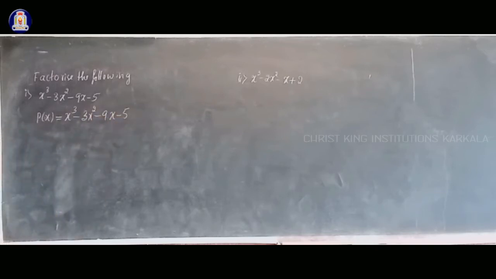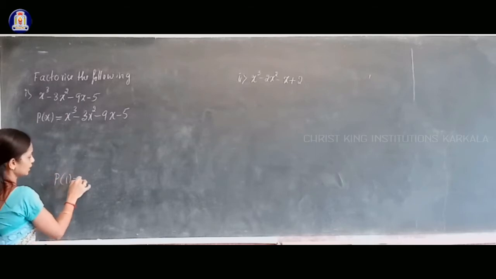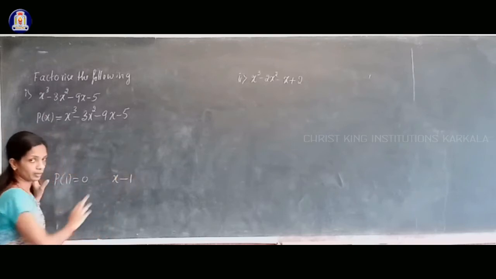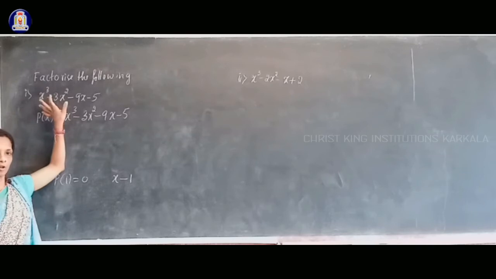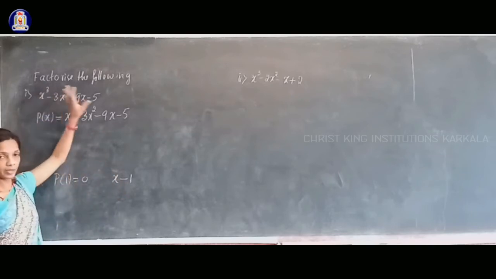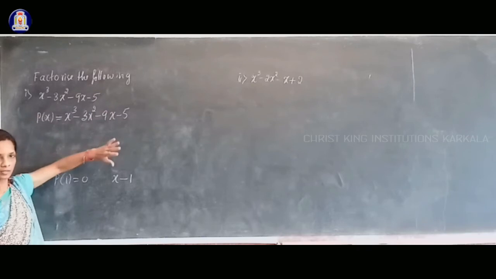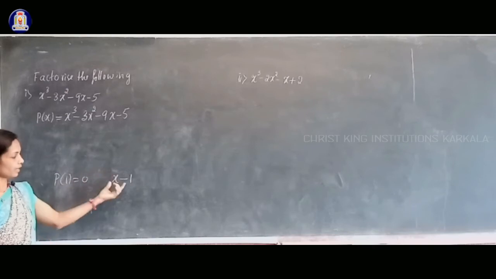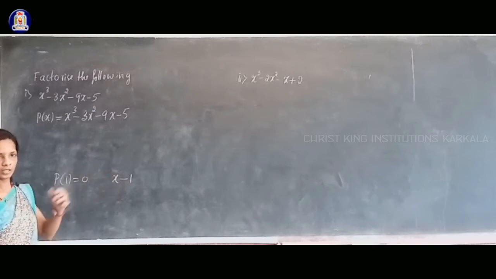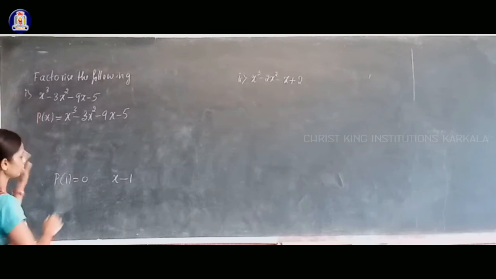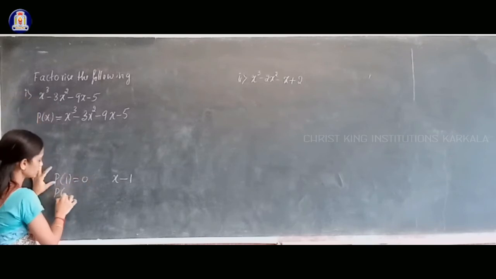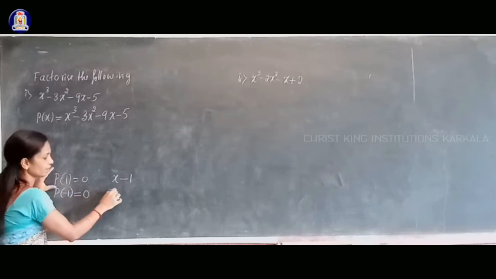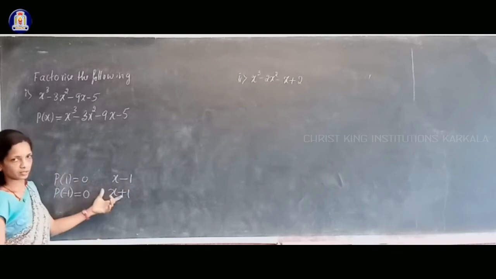After that you have to see like this, whether p of 1 is equal to 0. If p of 1 is 0, then x minus 1 will be the factor of this polynomial, okay. Suppose you are given a cubic polynomial, you have total 3 factors, among that one factor will be x minus 1. If p of 1 is 0, then x minus 1 will be one of the 3 factors of this polynomial. If p of 1 is not 0, then you have to see whether p of minus 1 is 0, okay. If p of minus 1 is 0, then x plus 1 will be the factor, okay, like that.